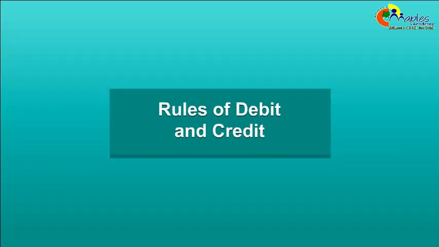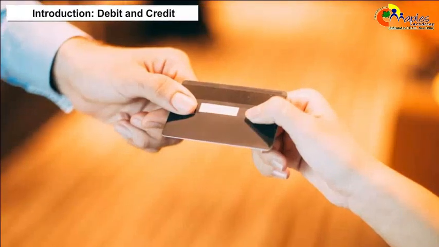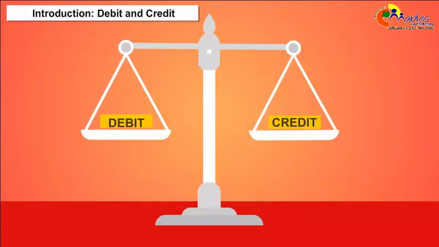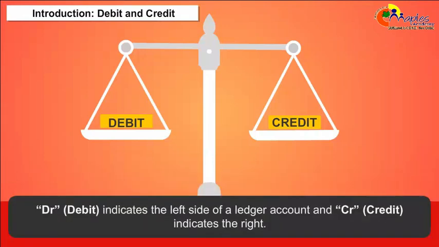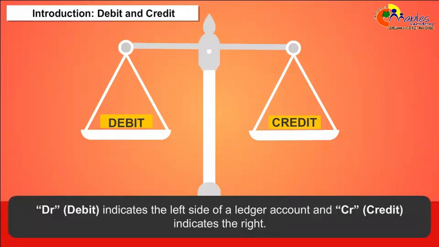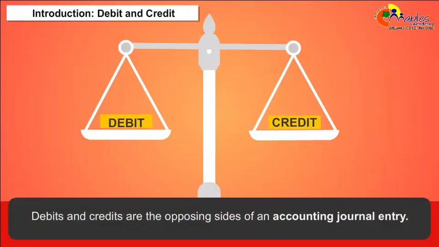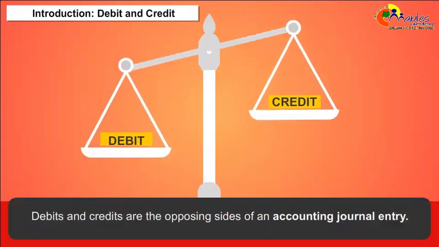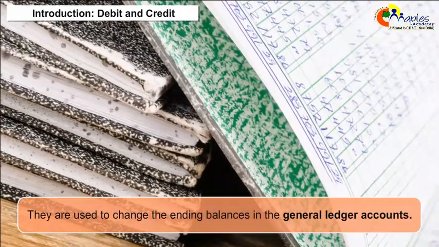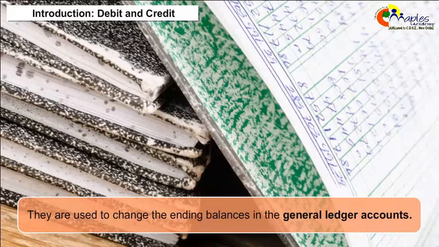Rules of debit and credit. Introduction. Debit and credit. In financial accounting or bookkeeping, debit indicates the left side of a ledger account and credit indicates the right. Debits and credits are the opposing sides of an accounting journal entry. They are used to change the ending balances in the general ledger accounts.